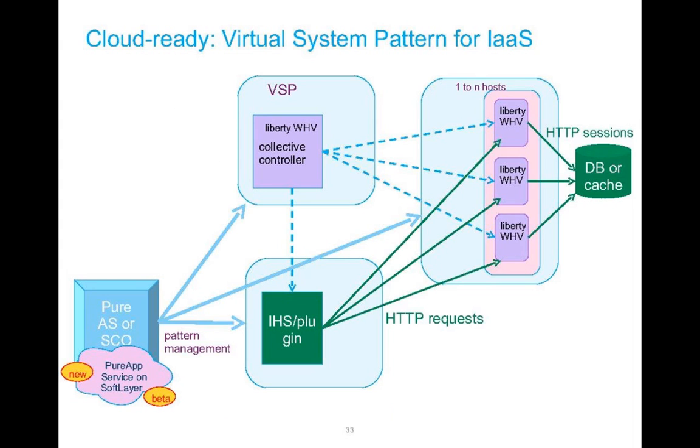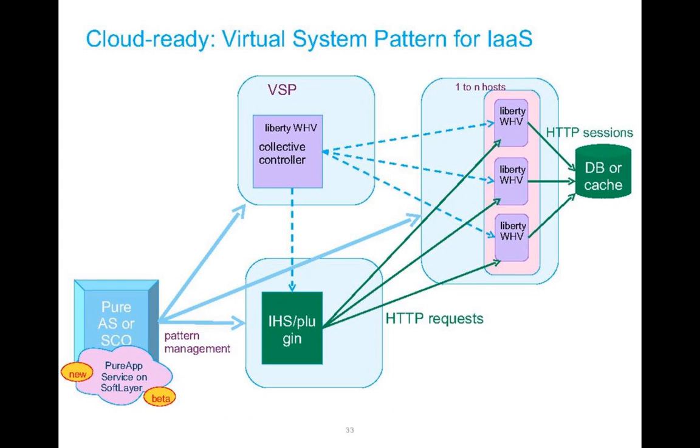The virtual system pattern is shown in this diagram slide. You have hypervisor edition based Liberty, where you have a collective controller, and then you have 1-to-N hosts. Each has HV editions, connecting to a DB. So you can use this pattern to do this sequence multiple times, any number of times that you want, to have similar topologies.